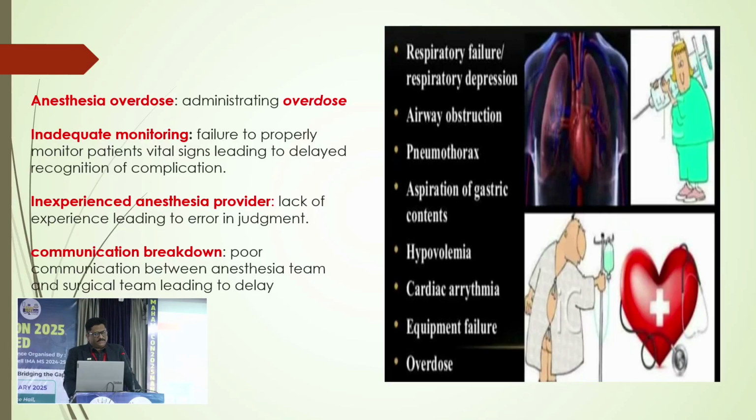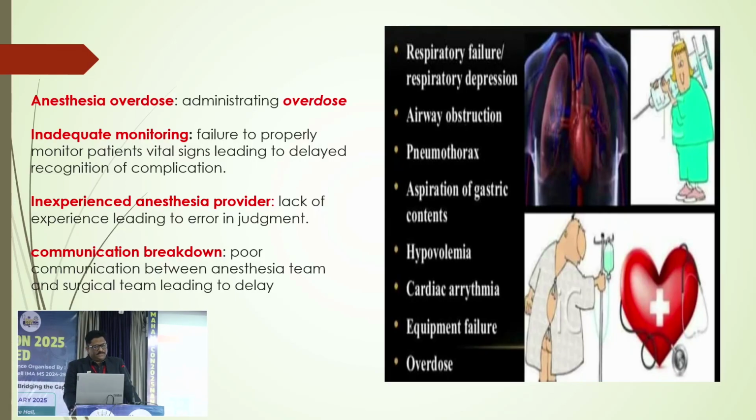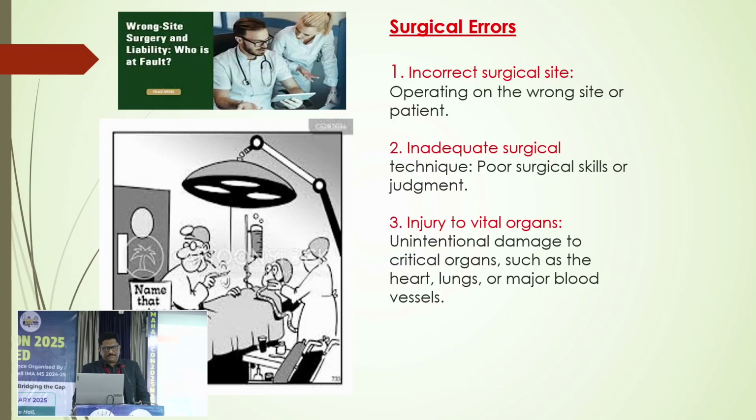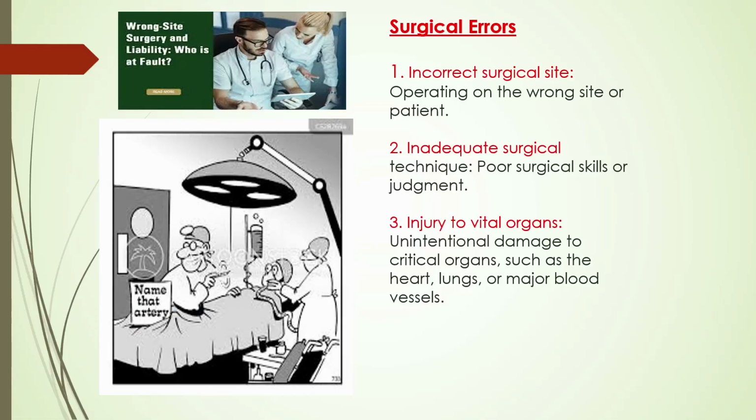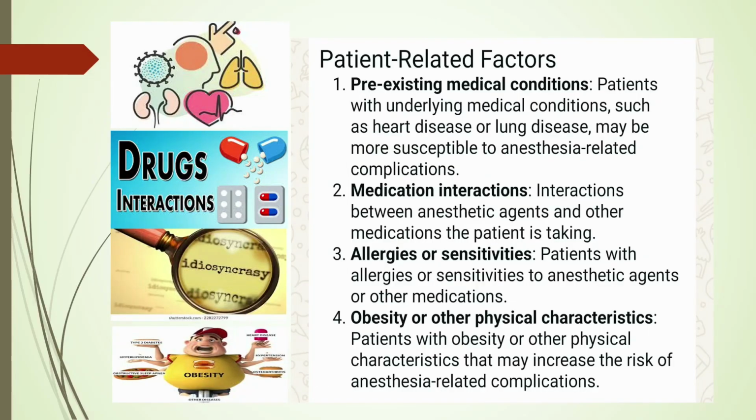Then inexperienced anesthesia provider, lack of experience leading to error in judgment, and communication breakdown between anesthetist and surgeon, which leads to multiple complications such as respiratory failure, airway obstruction, pneumothorax, aspiration, cardiac arrhythmia, etc. Then surgical errors include incorrect surgical site, operating on wrong site of the patient, or inadequate surgical technique, and injury to vital organs such as blood vessels, heart, etc.